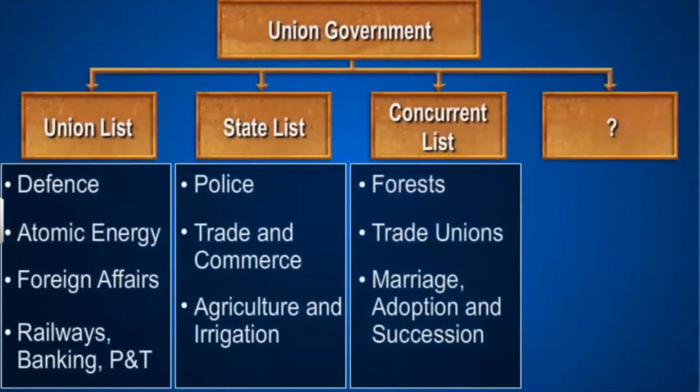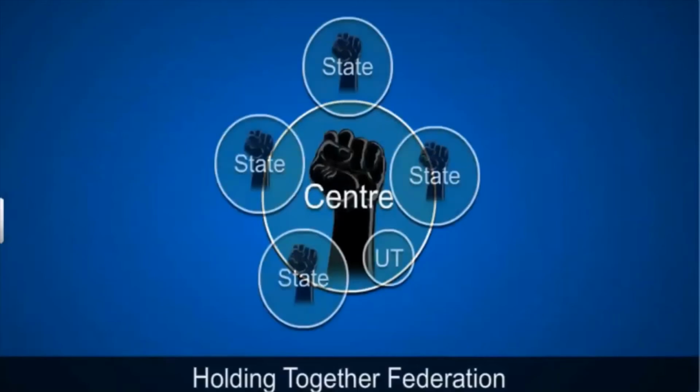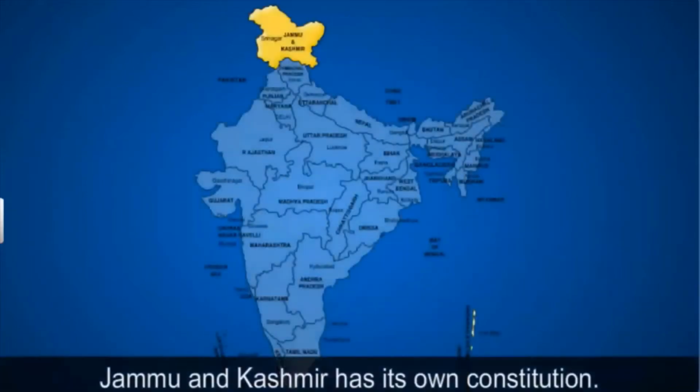There are some subjects that do not fall under any of the lists or came up after the Constitution was made. These are known as the residuary. The Union government has powers to make laws on these residuary subjects, for example, computer hardware and software. A holding together federation does not give equal powers to its constituent units, which means that all states of the Indian Union do not have identical powers. States like Jammu and Kashmir enjoy a special status with its own constitution, and many provisions of the Indian Constitution are not applicable to this state.